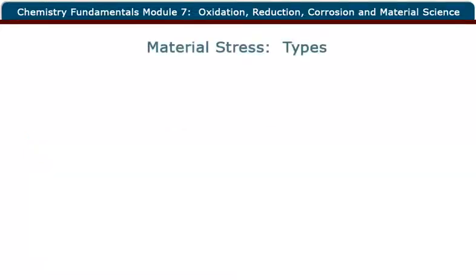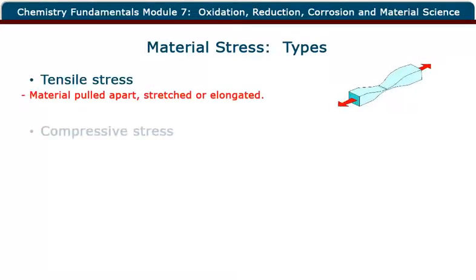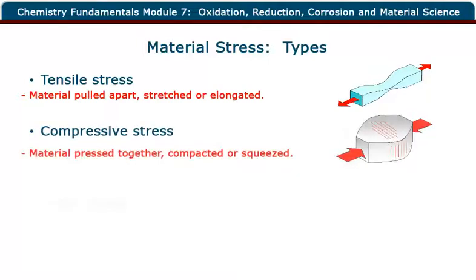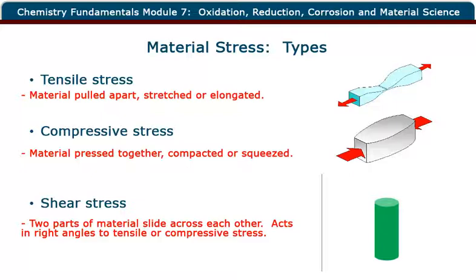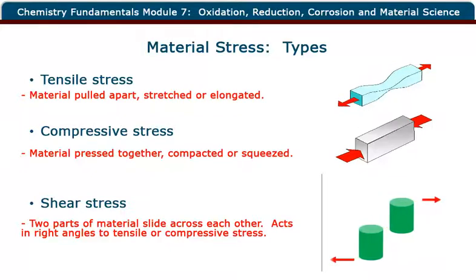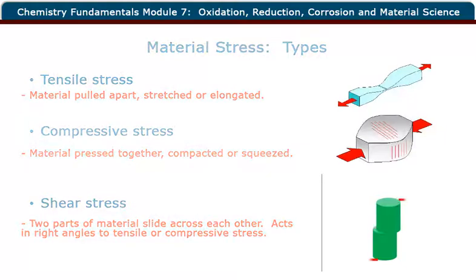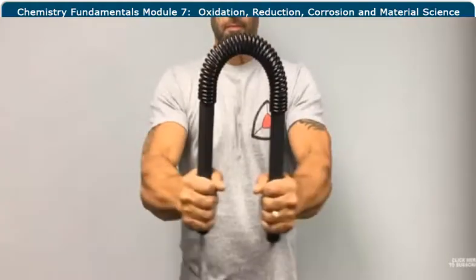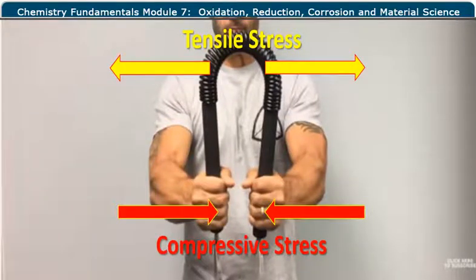Also recall from physics, the three types of stress: tensile, or pulling apart; compressive, or pressed together; and shear, or tearing apart, or when two parts of a material slide across each other. When this bar is bent, there are two types of stresses at work: tensile at the top, and compressive at the bottom.